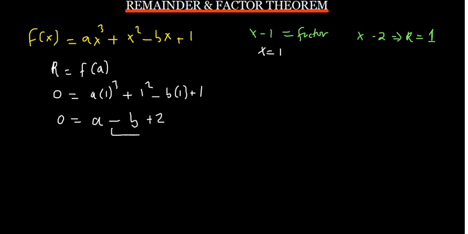I can take these to the other side so that I make a the subject of the formula. If b goes to the other side, it becomes positive. a goes to the other side, becomes negative. 2 goes to the other side, becomes negative. So this will be equation 1.